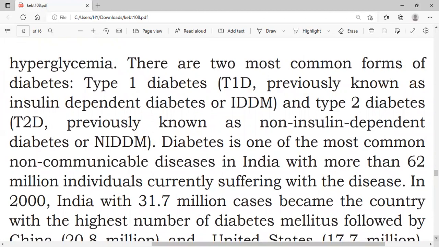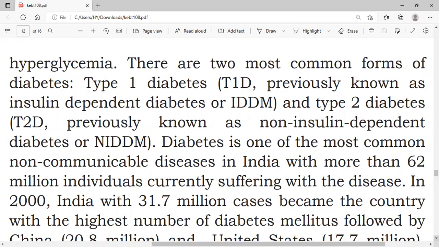There are 2 most common forms of diabetes: type 1 diabetes, T1D, previously known as insulin dependent diabetes or IDDM, and type 2 diabetes, T2D, previously known as non-insulin dependent diabetes, NIDDM.